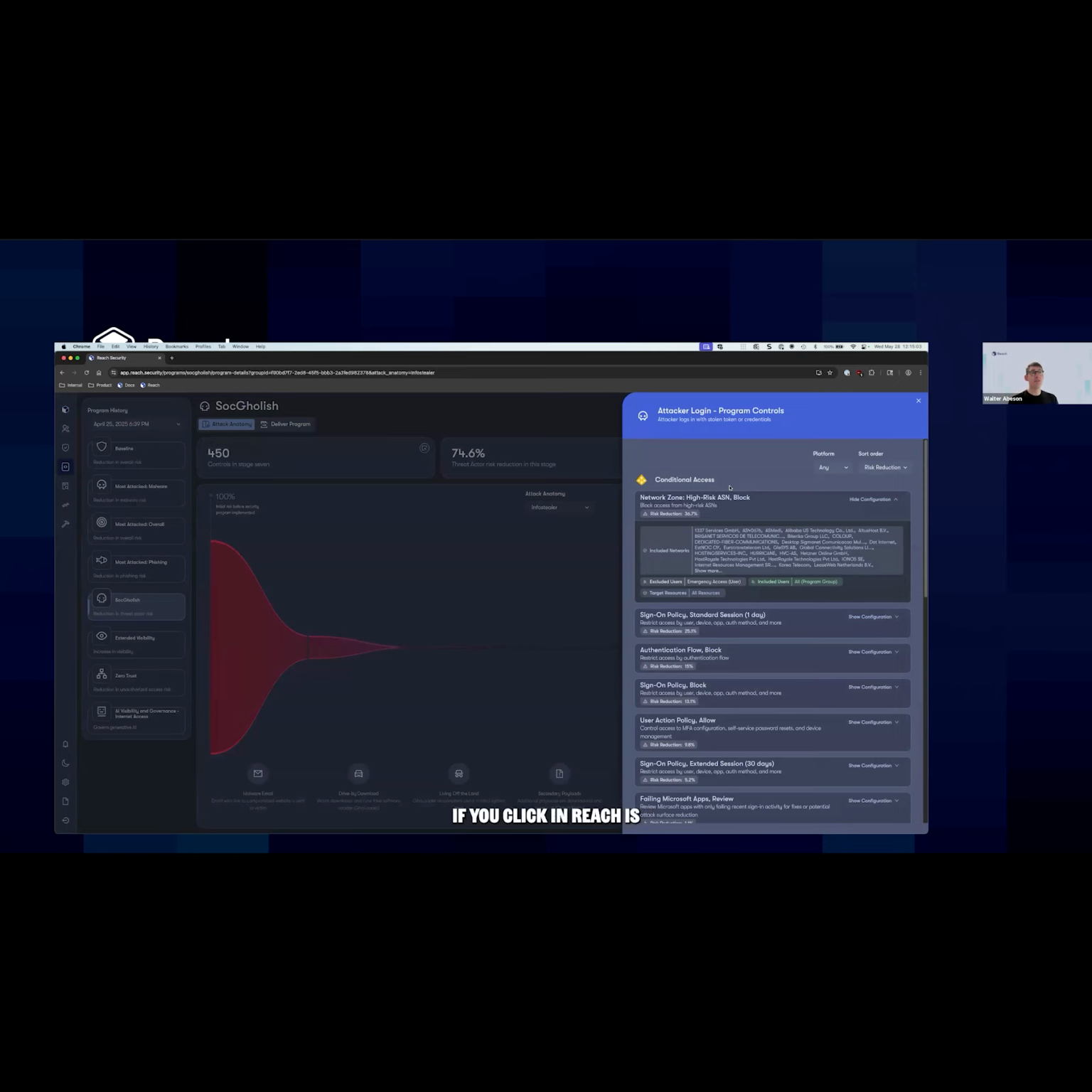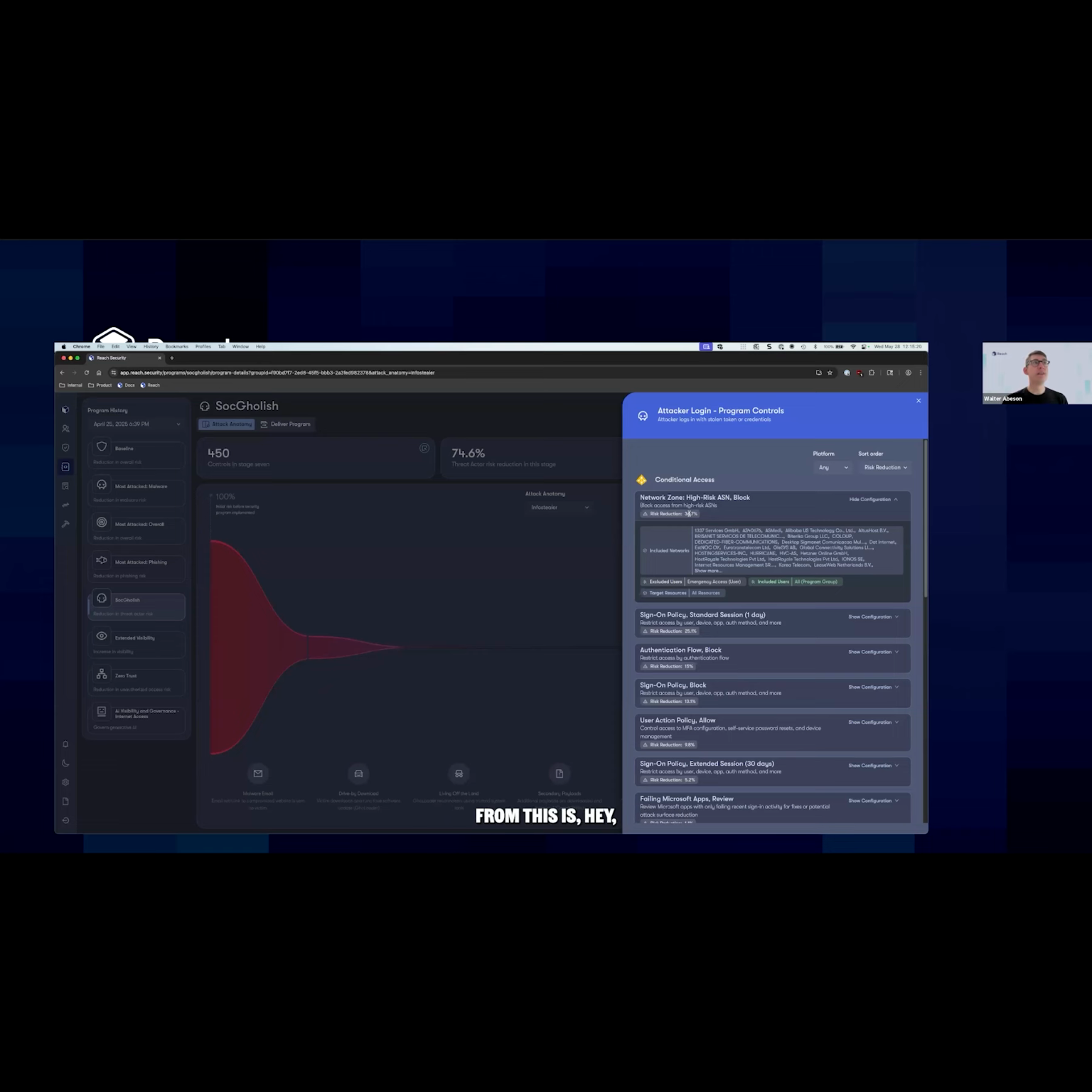Here, if you click in, Reach is recommending a number of different controls. We prioritize this based on the percentage of risk reduction specific to our customer's environment. So again, this is using all customer data. The percentage of risk reduction for any one customer isn't going to be the same for another.